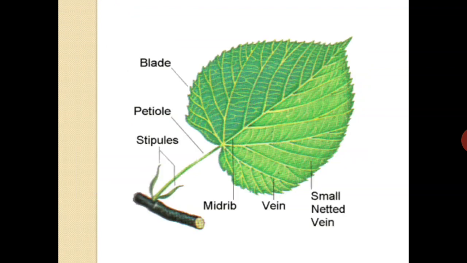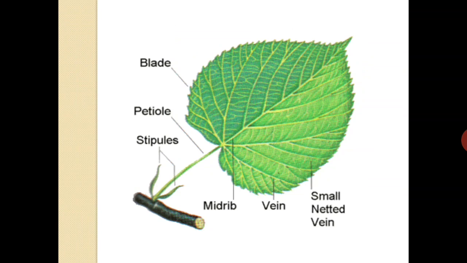This is also a leaf. You can see here a broad picture. Sometimes near the petiole two stipules are also present. If stipules are present, it is a stipulate leaf; if not present, a non-stipulate leaf. Near the petiole, the blade is over there. You can see very fine branches here.